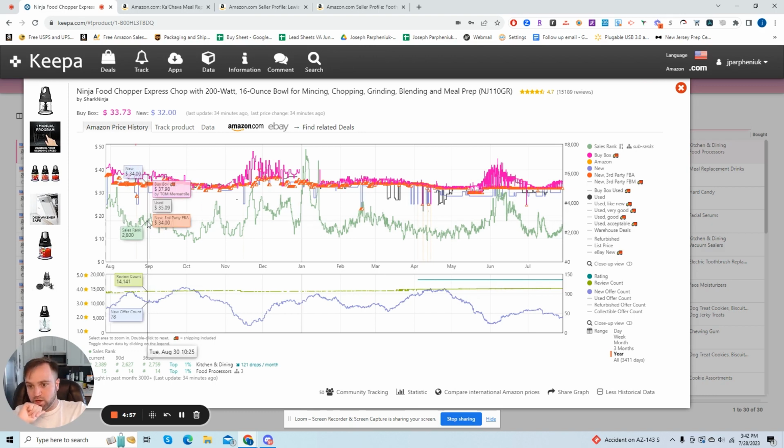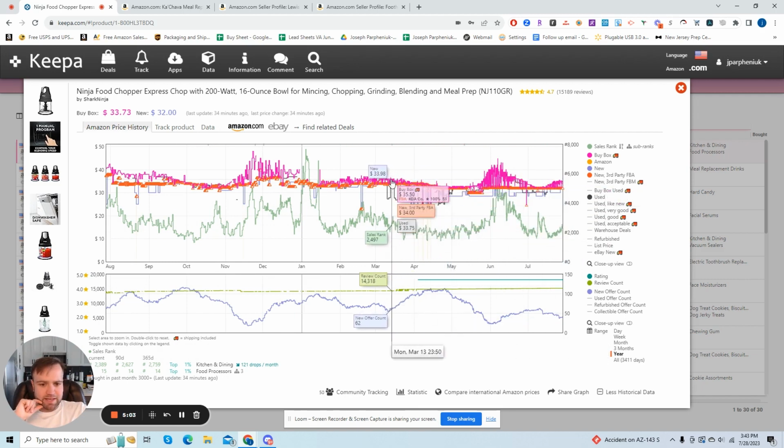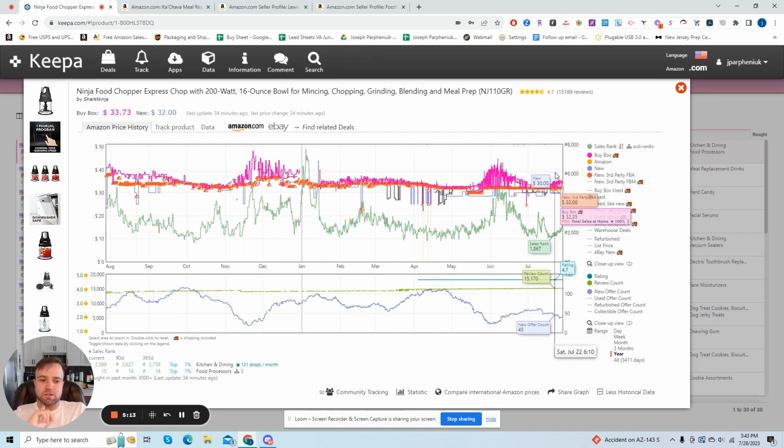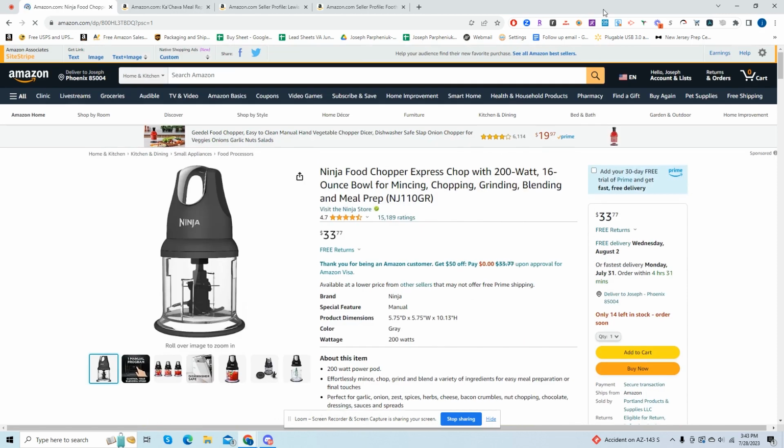So here we have the Ninja Shark, and this is starting to look better than it has in the past. It kind of tanked a little bit over here, and the buy box price shot up in June. Looks like maybe stock issues. People were out of stock. The buy box is looking like it's starting to go up again. So let's see if we can find this profitably. We'll hit the Amazon button. That's going to take us to the Amazon page.